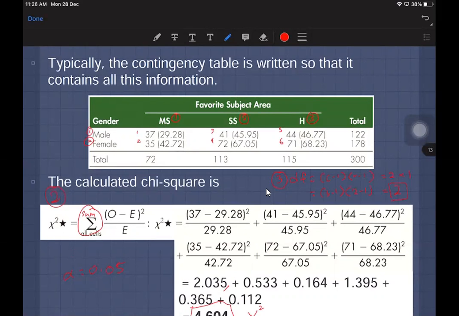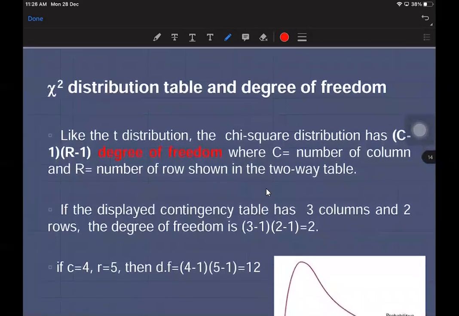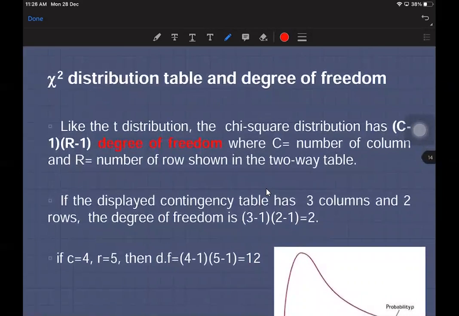Okay, so this is step number 3. The chi-square distribution, like the t distribution, has degrees of freedom. The formula is (row minus 1) times (column minus 1), where C is the number of columns and R is the number of rows shown in the two-way table.